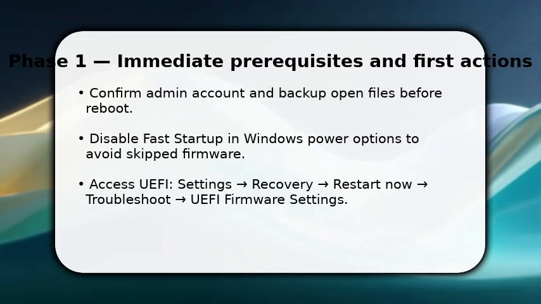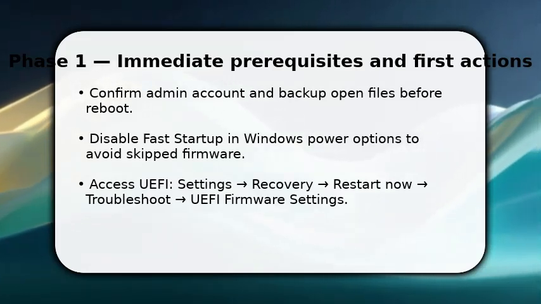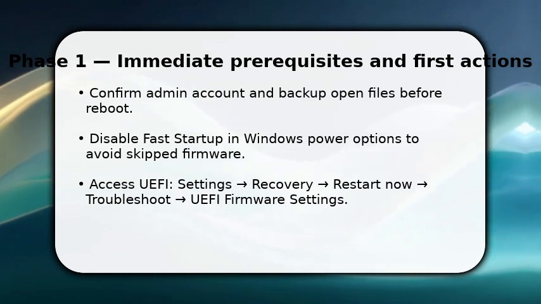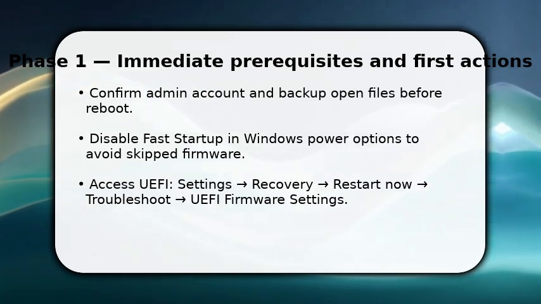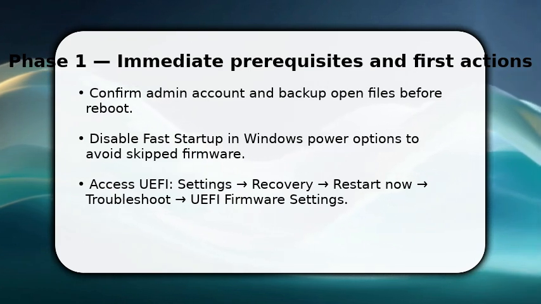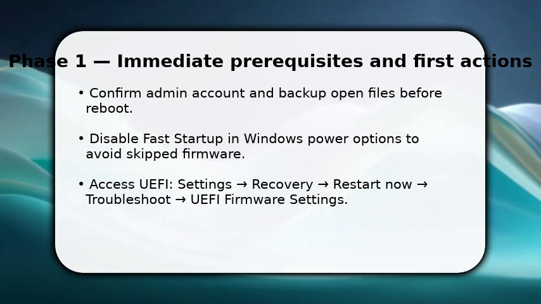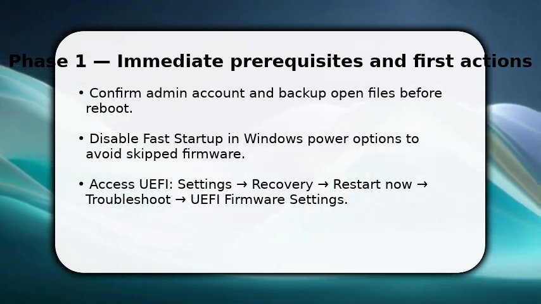You start by preparing the system and getting into UEFI firmware. Make sure you're signed in with an admin account and save work. Disable fast startup in Power Options so Windows won't skip the firmware on reboot. Once done, open Settings, go to Recovery and click Restart Now under Advanced Startup.